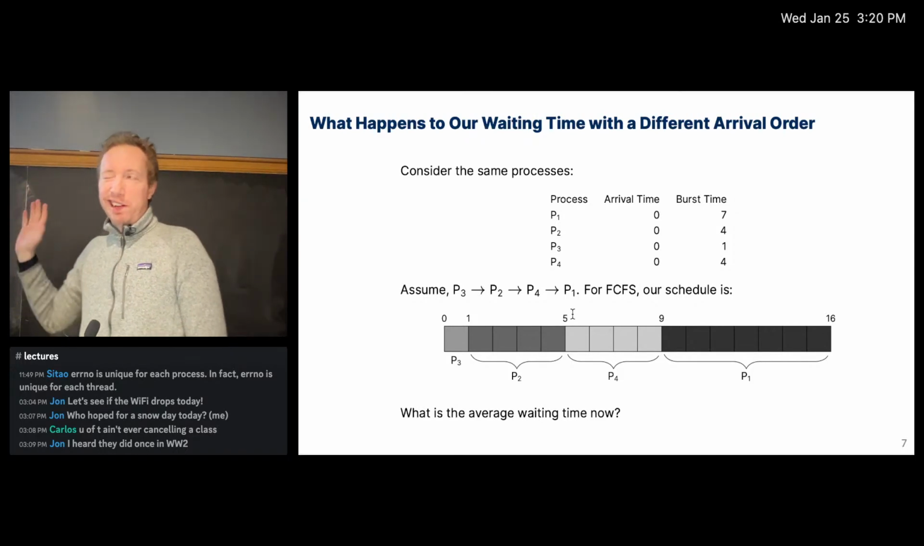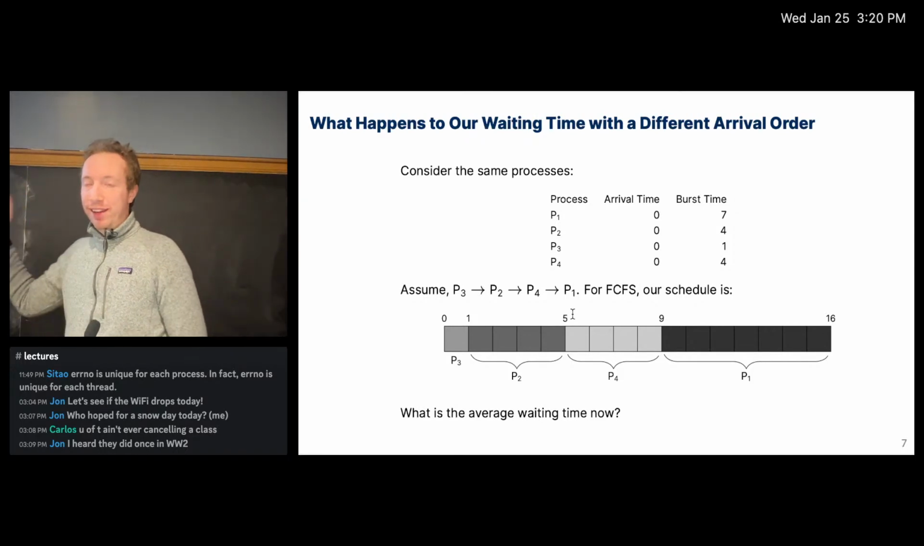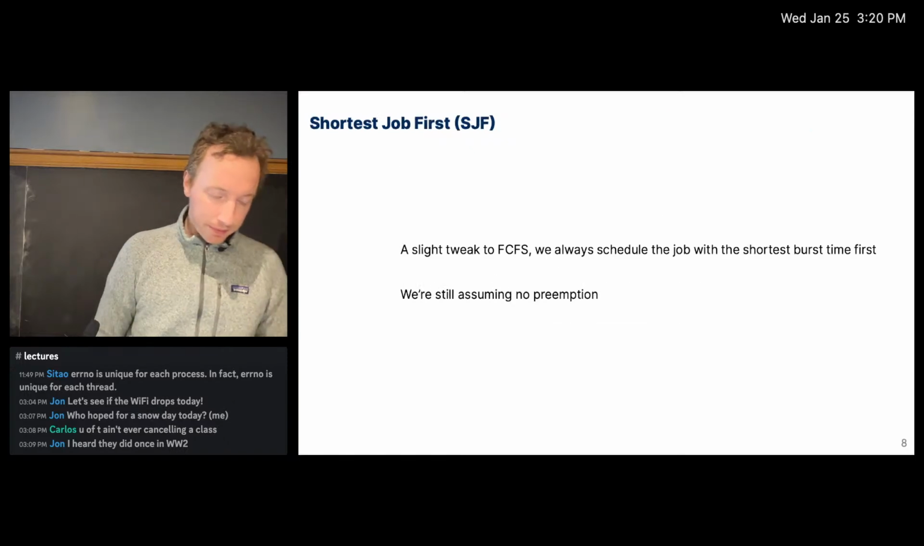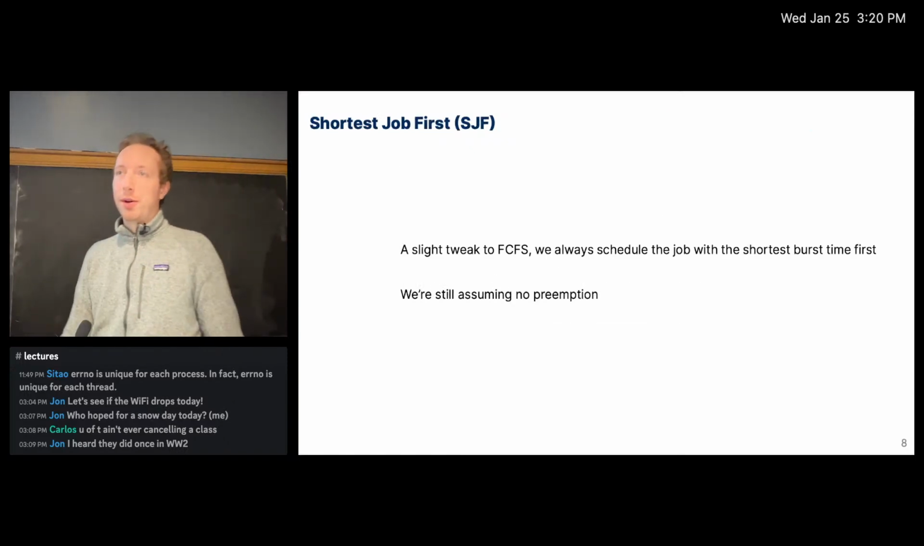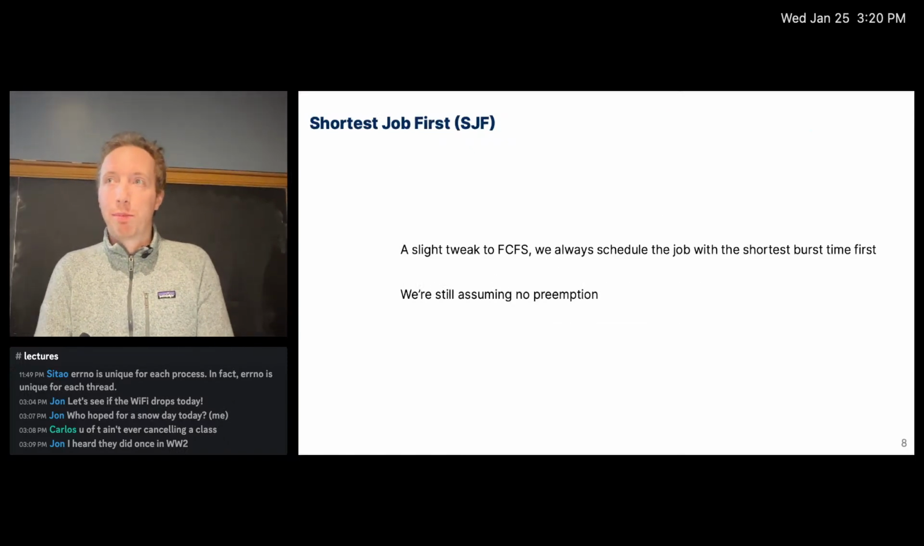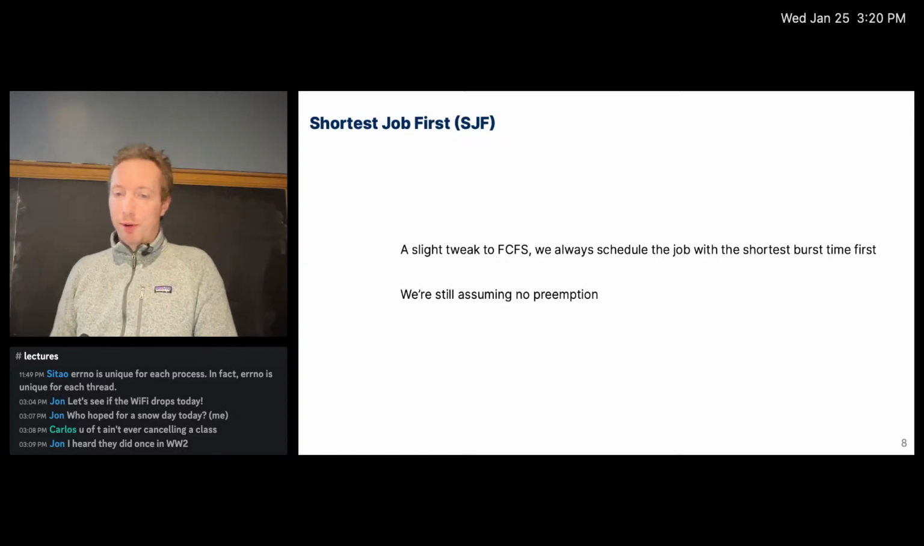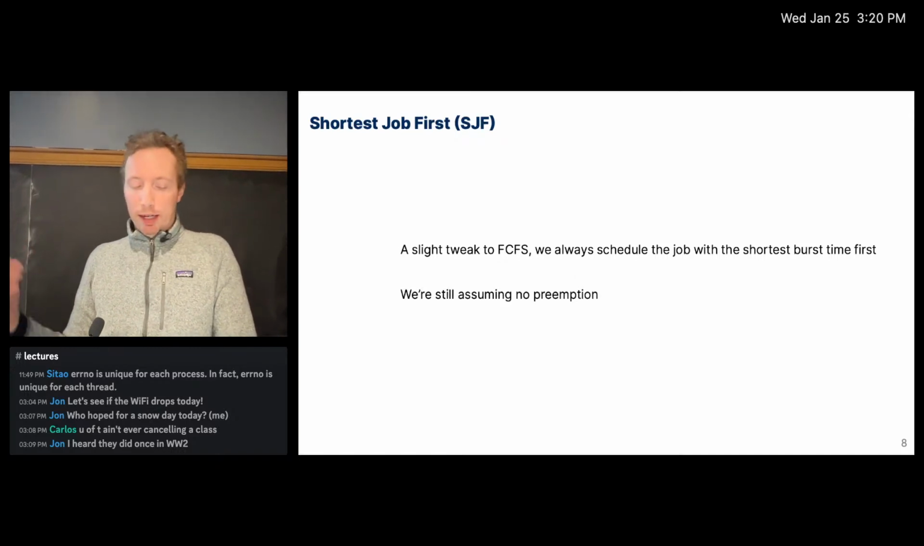So this gives us an intuition that this is really inconsistent and probably a bad idea, and we can probably do something smarter. So the smarter way, and the most provably optimal thing to do, is, instead of first come first serve, in order to minimize waiting time, I'll just schedule the job with the shortest burst time first and still assume no preemption. So if a process hasn't come in yet, I can't schedule it.